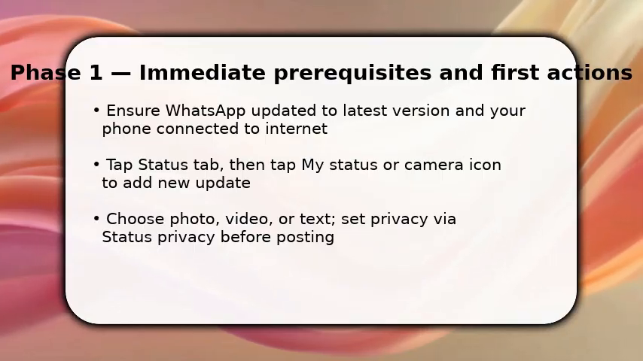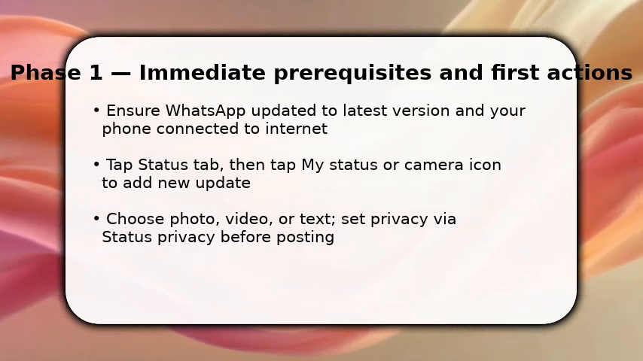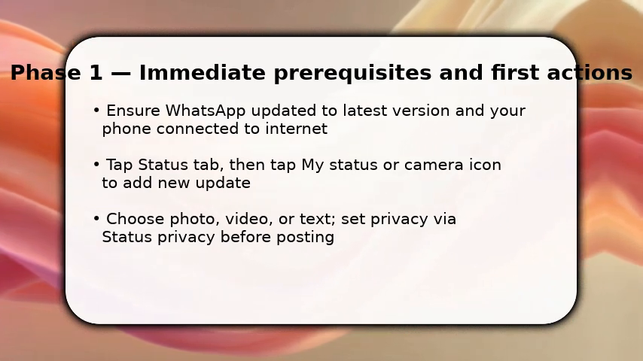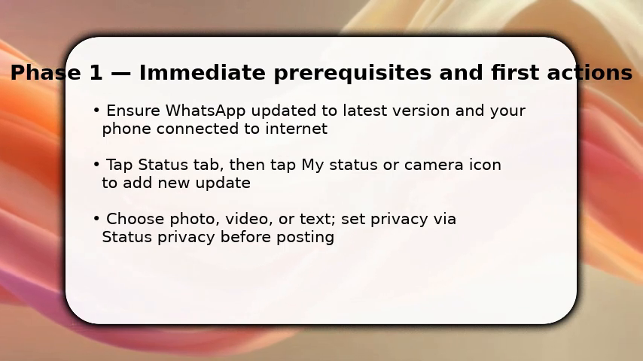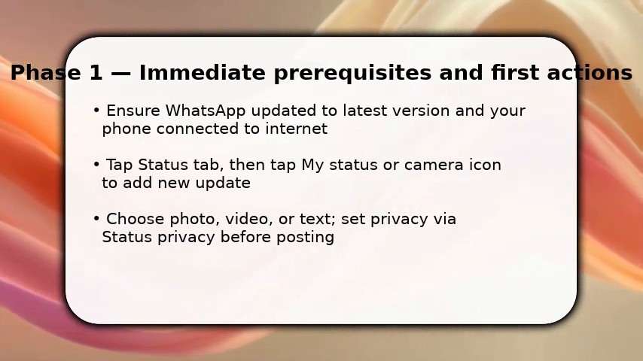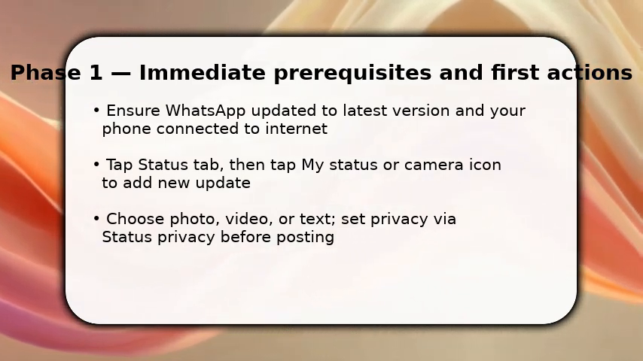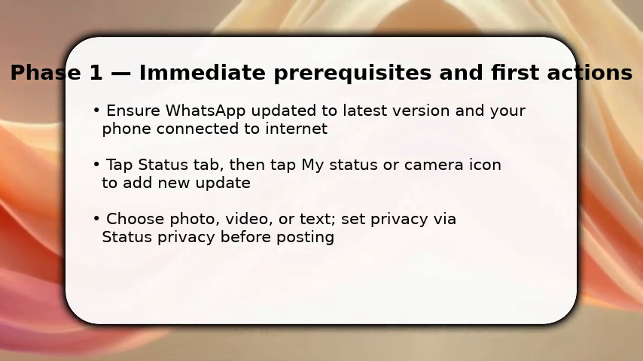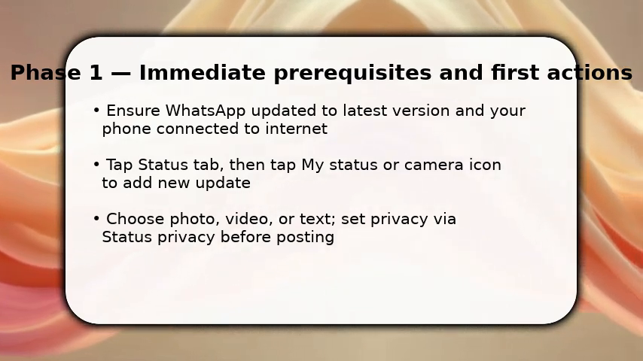You start by making sure WhatsApp is updated and your phone is online. This avoids upload failures. Once done, open the Status tab and tap My Status or the camera icon to begin. Choose the media or text you want because the right format affects visibility and size. Make sure to set Status Privacy: Now, Contacts, Custom, or Only Share With so you control who sees it. This first step gets you ready and prevents accidental sharing, so move to Editing next.